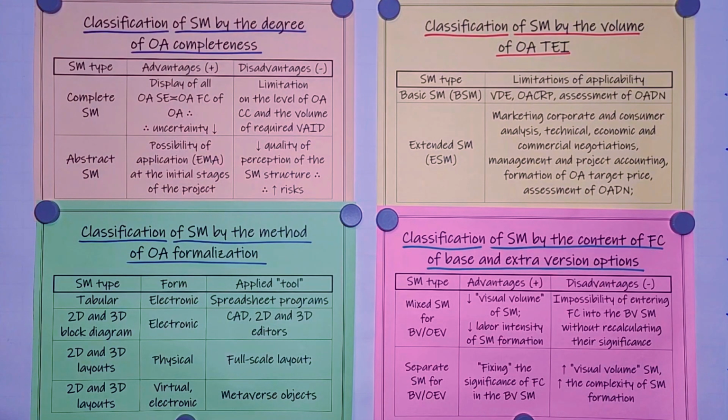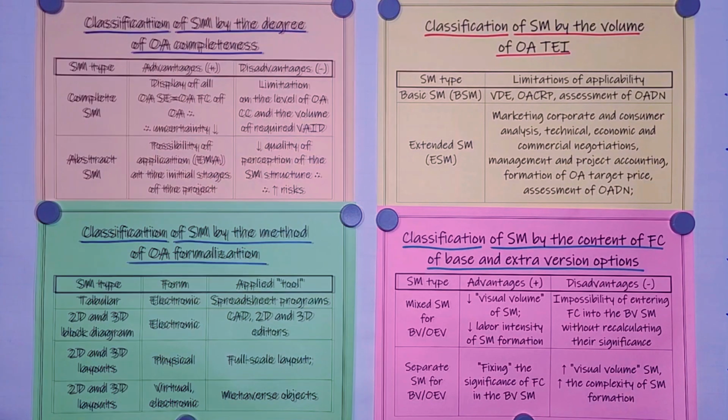In addition, the disadvantages of the abstract structural and functional model include the inability to apply some engineering methods of analysis, in particular the method of factor research, MFR, etc., which will be considered by us in one of the next issues.